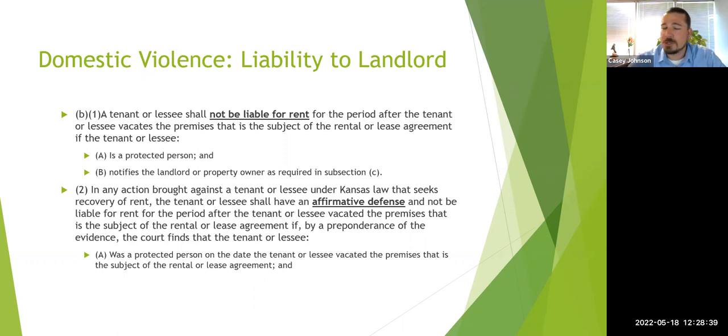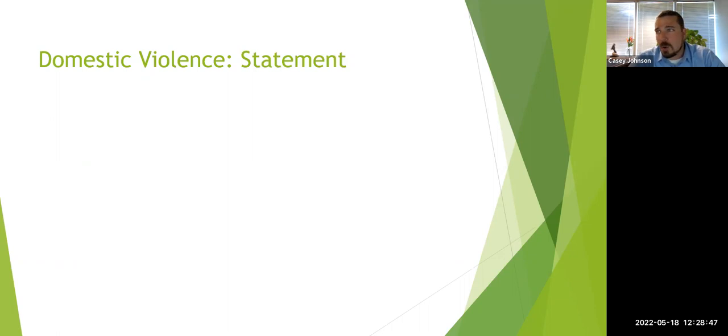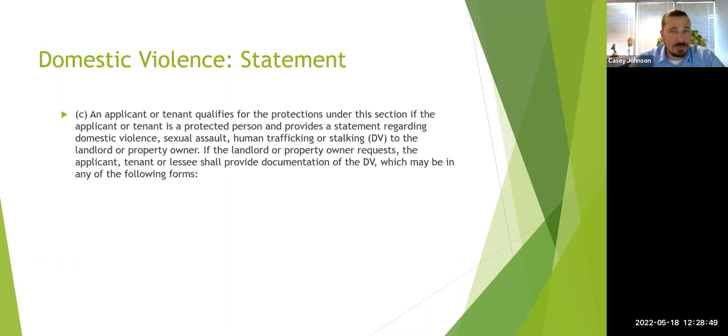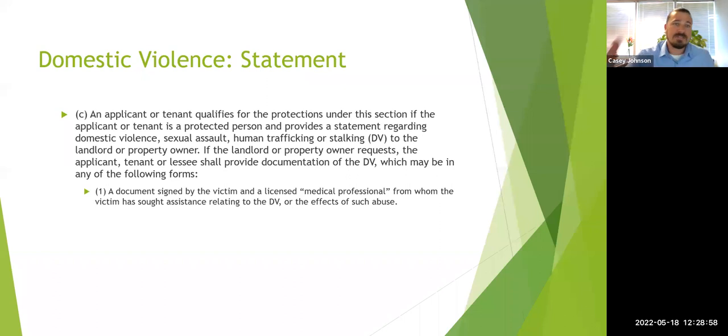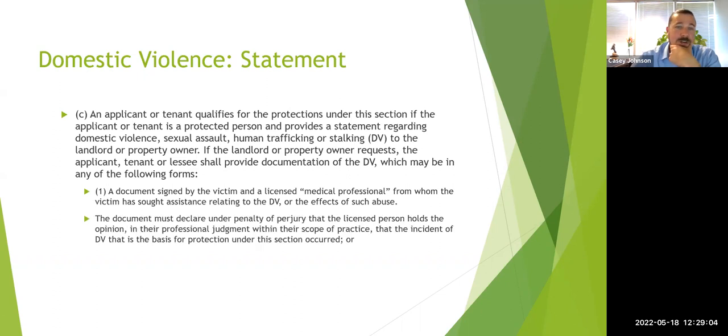So if you're 1 month into a 12-month lease and you leave, they can charge you one more month, but they can't charge you for the additional 10 months for the remainder of that lease term. They can require that you provide some proof, but you don't have to do this initially. You just have to give them a statement saying that you're a survivor and you're protected and you're leaving, on what date, or you've already left and on what date you left. But they can require that you get a note from a medical professional that they have to sign under penalty of perjury, saying that they believe that you're a protected person.